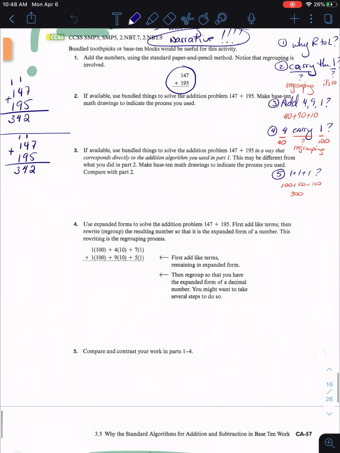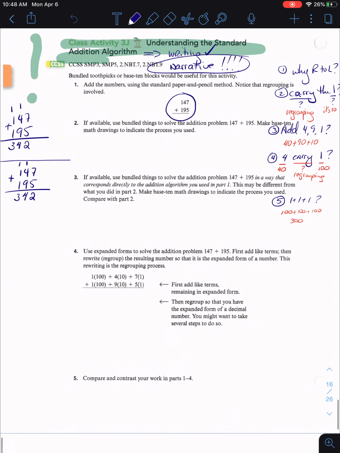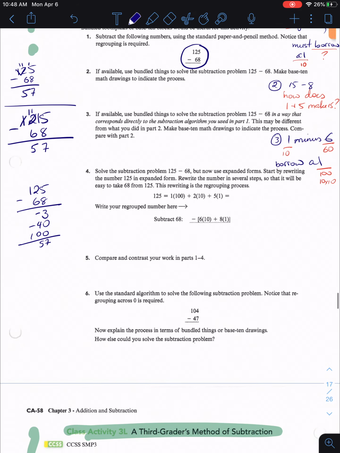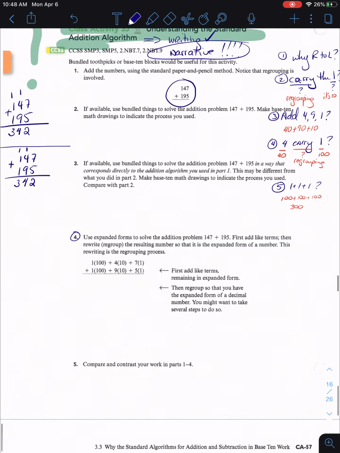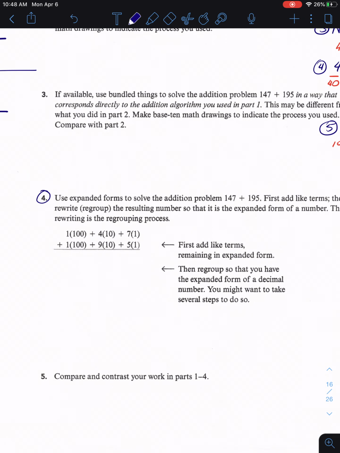So in this video, I just want to expand a little bit on question 4 on activity 3J and question 4 on activity 3K. I skipped over them during my initial videos, but with a couple of questions about expanded notation coming from you guys, I'm going to talk specifically about expanded notation and what it would look like to do addition and subtraction with expanded notation.